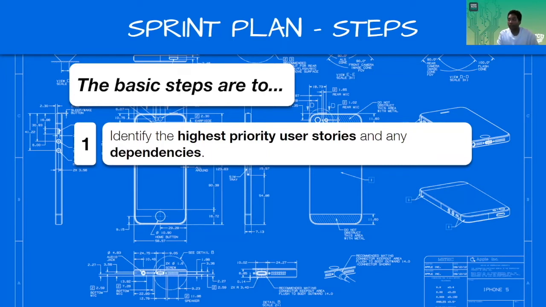So for sprint planning, the basic steps are to identify the highest priority user stories and any dependencies. For my app, for example, the highest priority user stories are being able to create events in your calendar, delete them and show them, and that's it. That's just the two most basic things. And beyond that, right away, is to be able to use our API to extract text and recognize the text.